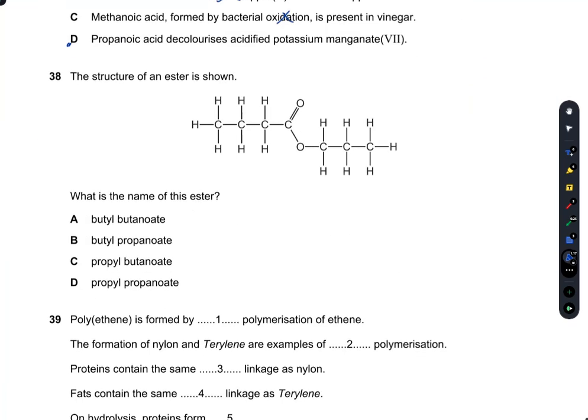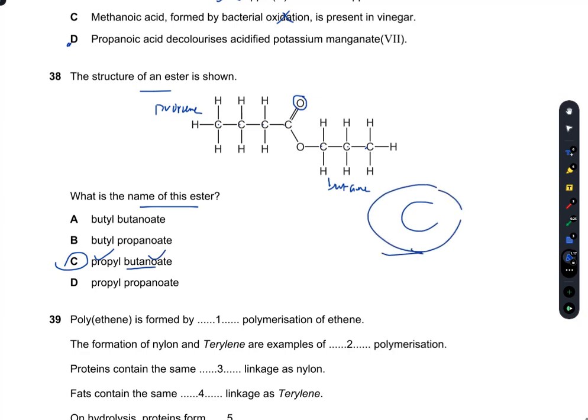The structure of an ester is shown. So there are 1 2 3 4. So this is the propene part, so this will come first, and this is the 1 2 3 and butene part, which will come later on. So what is the name of this ester? So propene, which has the carbon double bonded oxygen, will always come first, and butanoate will come later on. So C would be the right option.